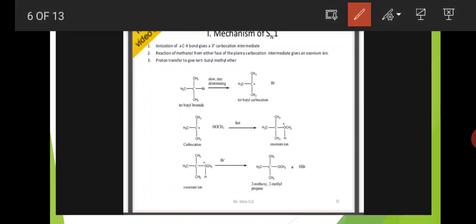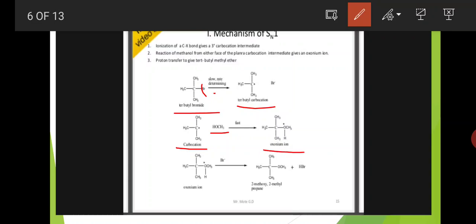Okay, here the mechanism is there, with tertiary butyl bromide. This tertiary butyl bromide participates in the first step, which is a slow step and the rate determining step. This tertiary butyl bromide loses bromine and forms the tertiary butyl carbocation. Okay, in the second step this tertiary butyl carbocation reacts with methyl alcohol. This is the first step and forms this oxonium ion.